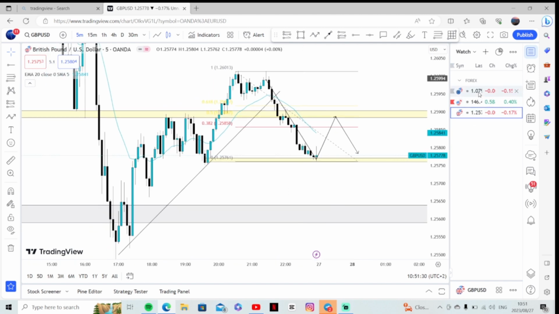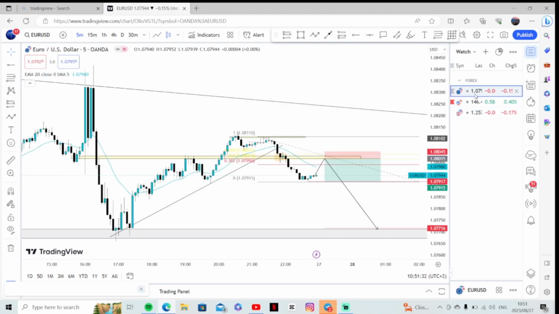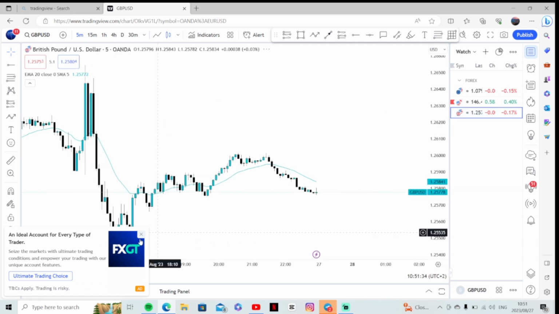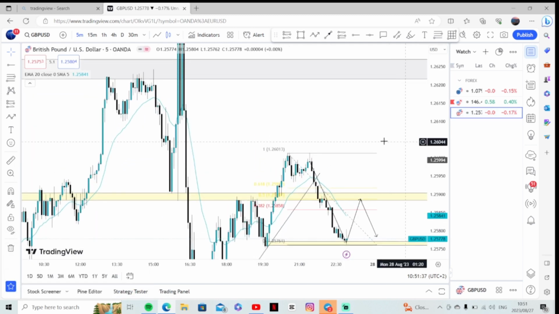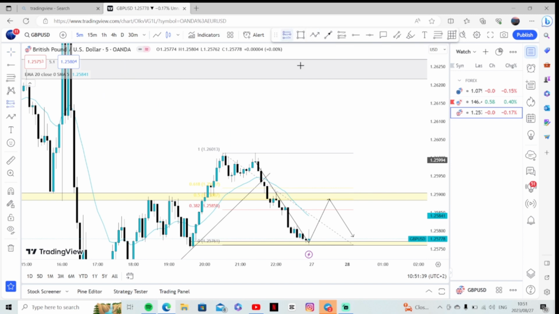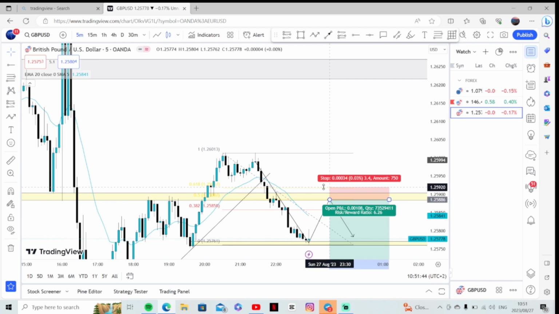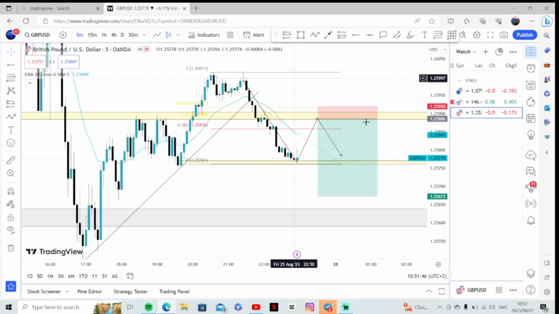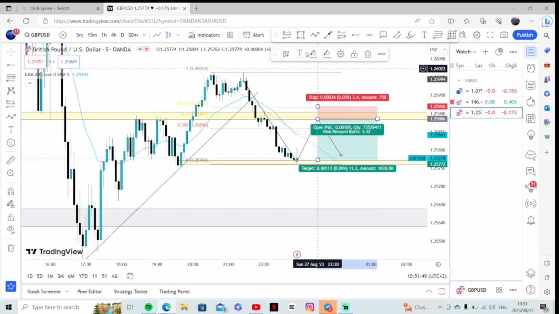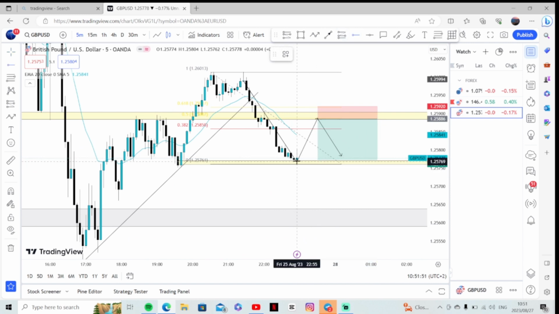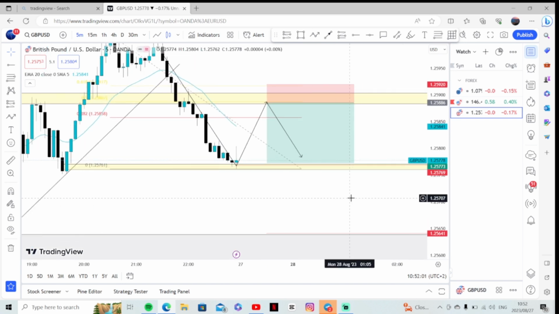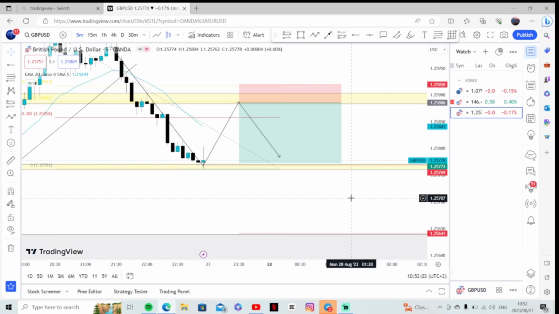That's what I'm seeing on the GBPUSD. I'd like to put my sell limits at my zone ratio, and put my stops above where price reacted, right? So it could be heading down. My first TP would be here, and my second TP would be at this major zone, right? So that's what I'm seeing on the EURUSD and on the GBPUSD.